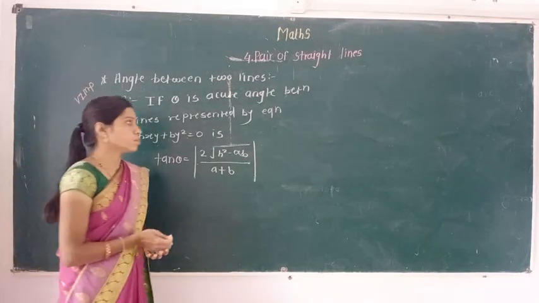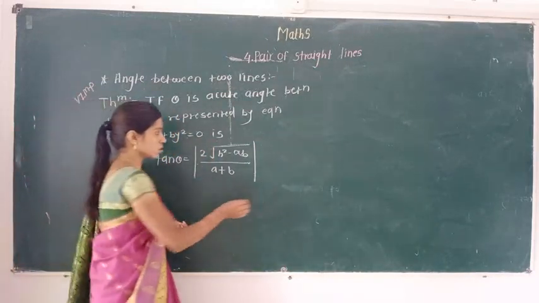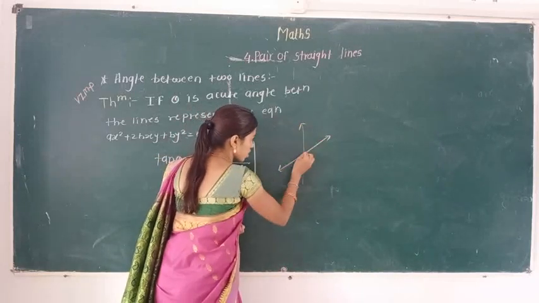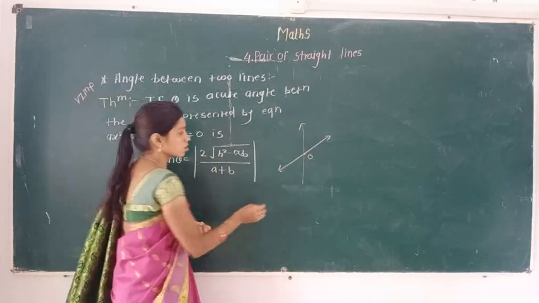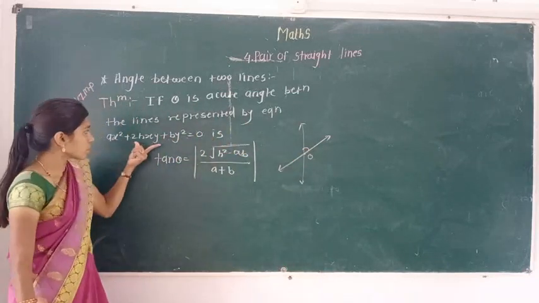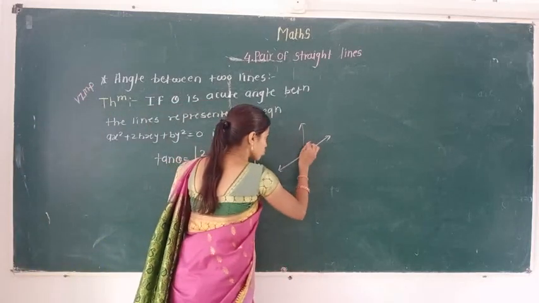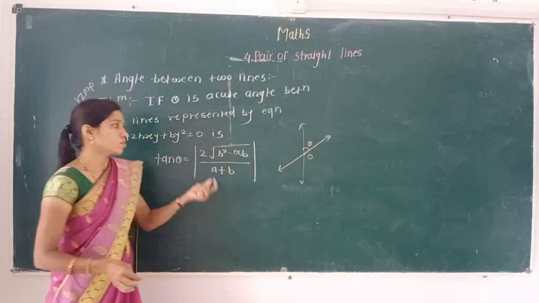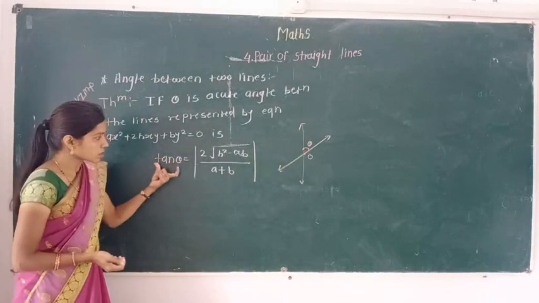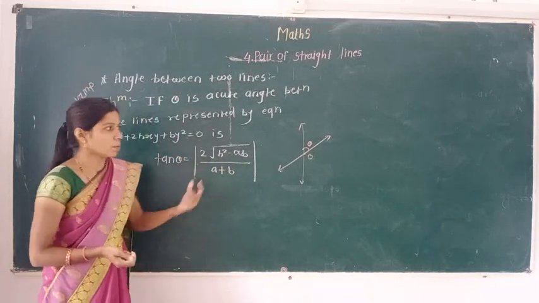See here, suppose we have to consider two lines, they are passing through origin. Here is the first line, here is the second line. These two lines are passing through origin. Their combined equation is, here we can write ax square plus 2hxy plus by square is equal to 0. And angle between these two lines is here theta. Then for finding this acute angle, we have to apply the formula tan theta is equal to mod of 2 root h square minus ab divided by a plus b.